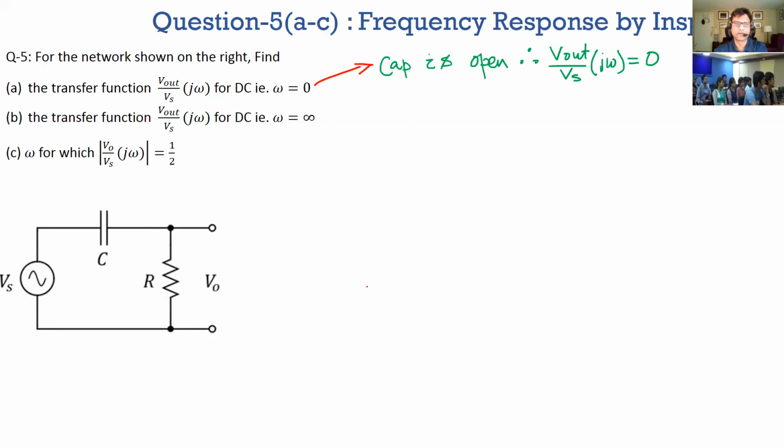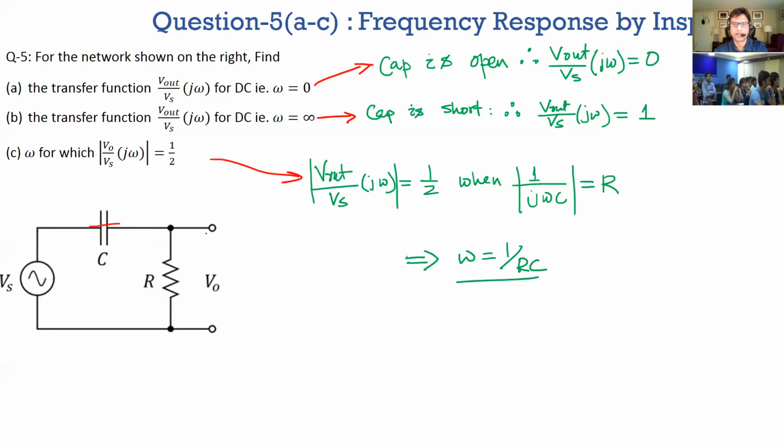So like I said, for omega equals 0, the cap is open. So this transfer function should be 0 because none of the Vs makes it through. So the output is 0, right? For infinity, this cap is a short here, which means that Vout is equal to Vs, which means Vout over Vs equals 1, right? And I asked to find out, because this will help you draw the Bode plot.